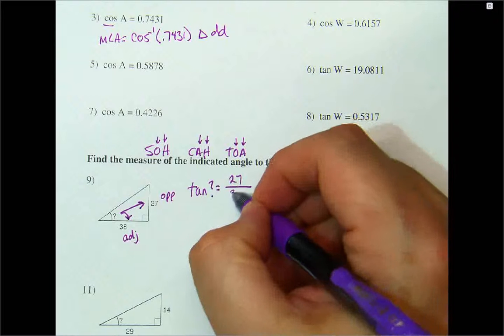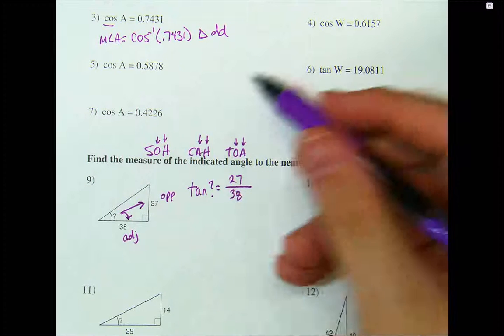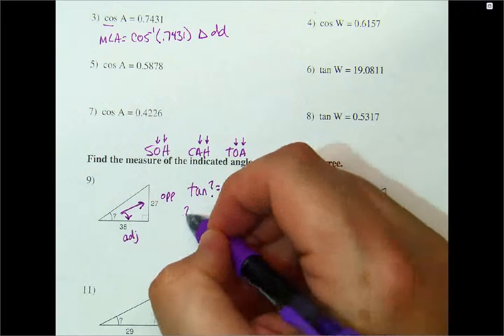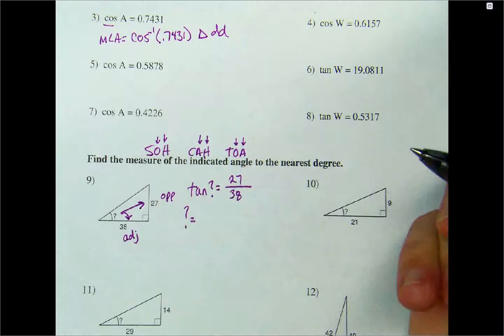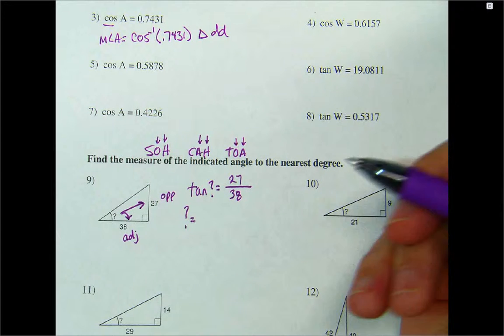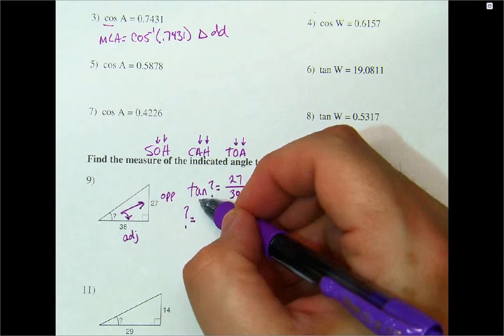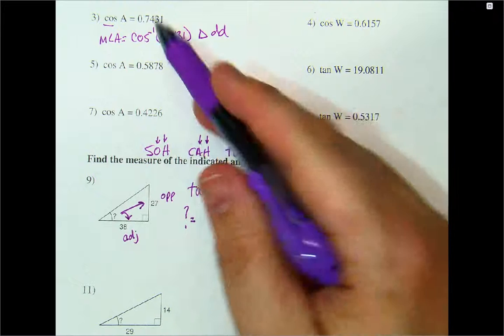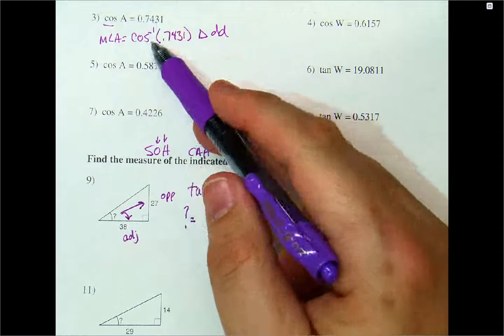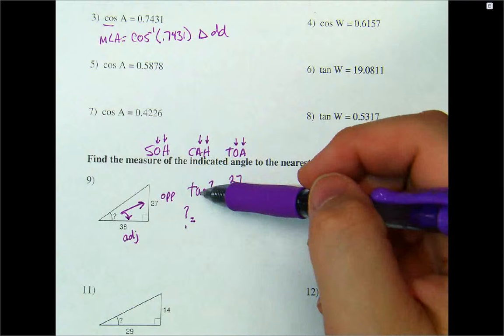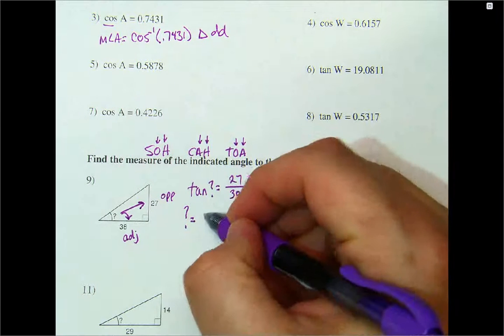Now, if I'm using the tangent, what inverse trig function am I going to use to figure out what that angle is? If I'm using the tangent, which one do I have to use? Well, if I use the sine, I use the inverse sine. If I use the cosine, I use the inverse cosine. So if I have a tangent, I'm going to use the inverse tangent of 27 over 38.